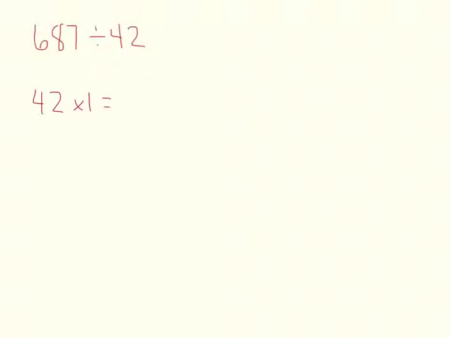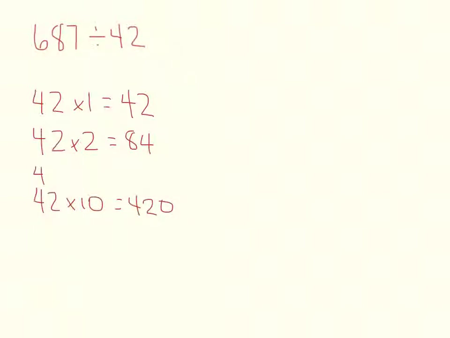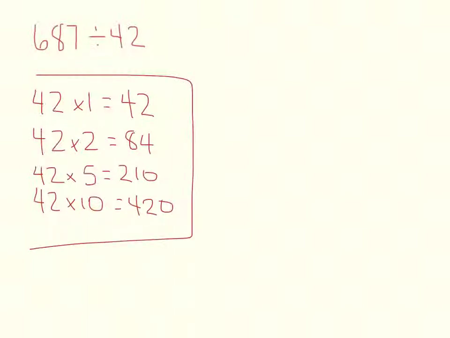So one group of 42 I know is 42. If I double that to have two groups, I know that's 84. 42 times 10 I know is 420. So that means that 42 times 5 will be half of 42 times 10. So half of 420 is 210. All right, so just keep that in mind over here.